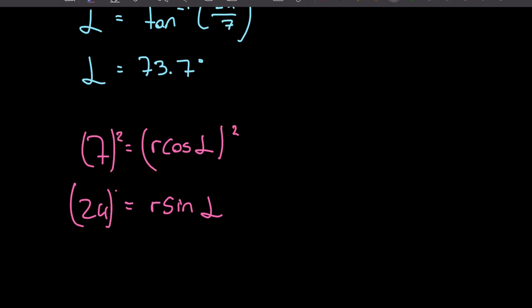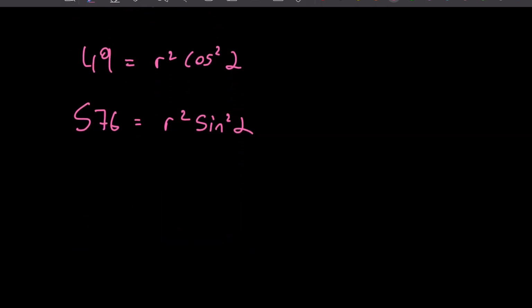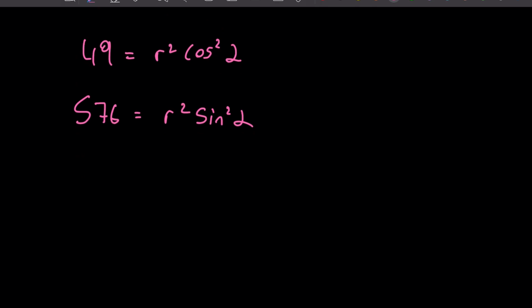Now, the first equation squared is just going to be 49 is equal to r squared cos squared alpha. The second one squared, well, unfortunately for me, I don't know 24 squared off the top of my head, but it's going to be equal to 576 is equal to r squared sine squared alpha. Okay, and what can we do now? Well, we can just add these things. So we can say 49 plus 576 is equal to r squared cos squared alpha plus r squared sine squared alpha.